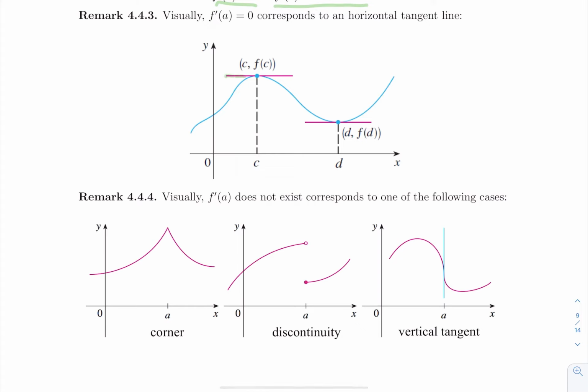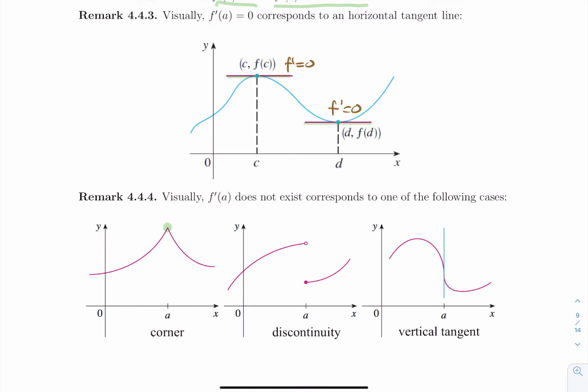And I have an example here of a function in blue where at c or at d, my derivatives are 0, so the slopes of those tangent lines are 0. So you can see that these tangent lines are horizontal. What happens if f prime does not exist? How can we see those points inside the domain of x where f prime does not exist? Well, there's 3 types of points on the graph where f prime does not exist.